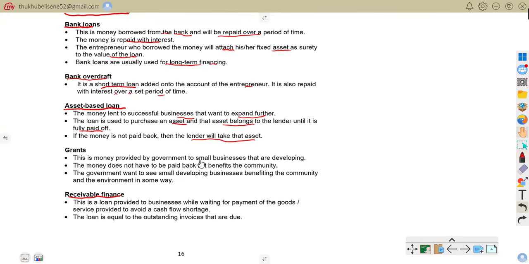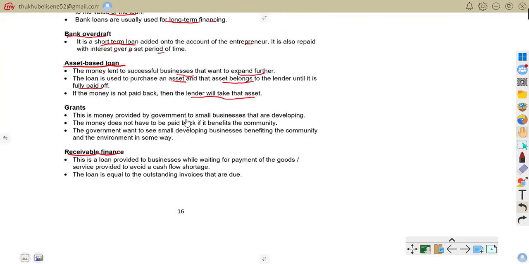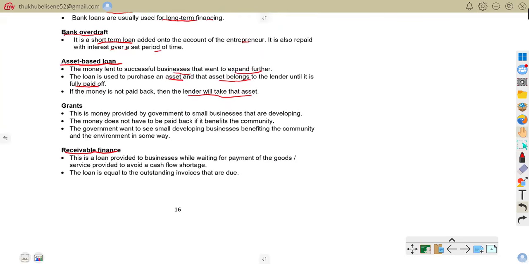So the one I talked about earlier was grants. I was trying to talk about the asset-based loan, but grants are money provided by government to small businesses that are developing. It is money from government that does not need repayment if it is going to benefit the community and the environment in some way. So now, receivable finance.